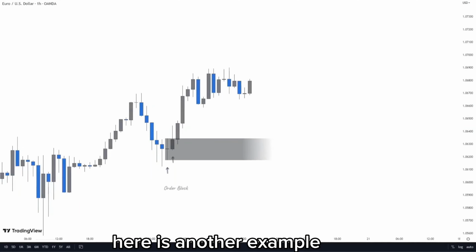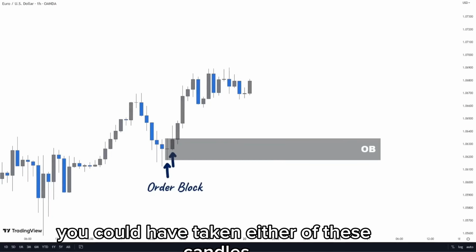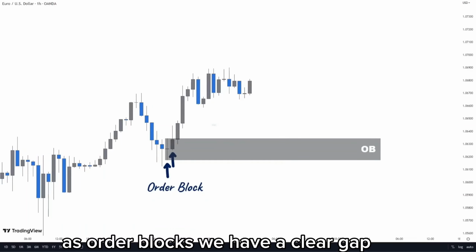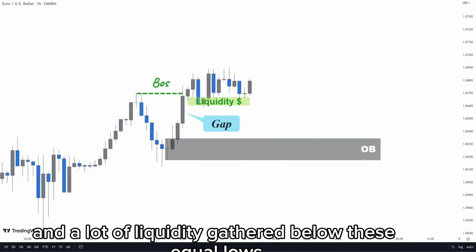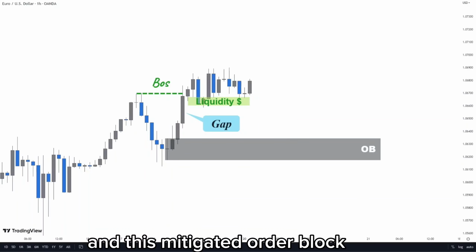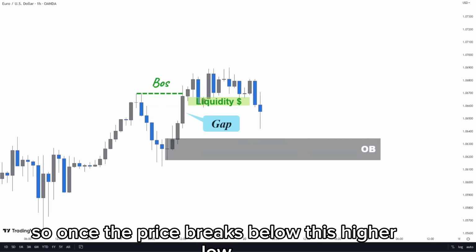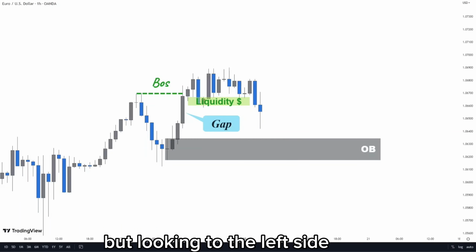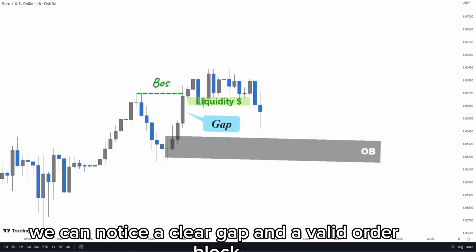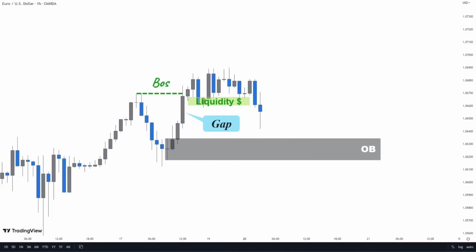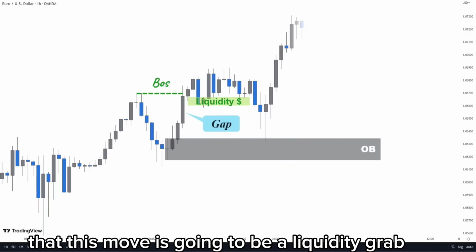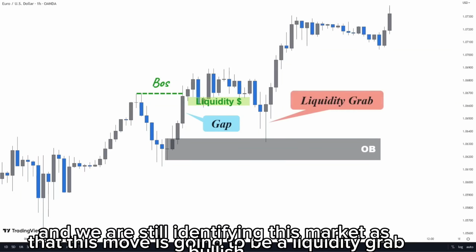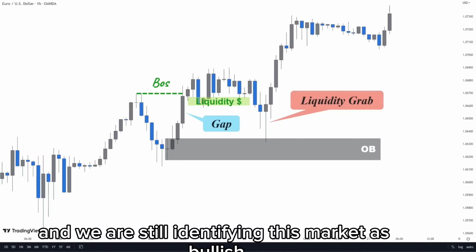Here is another example. You could have taken either of these candles as order blocks. We have a clear gap, break of structure, and a lot of liquidity gathered below these equal lows and this mitigated order block. So once the price breaks below this higher low, some traders might take it as a change of character. But looking to the left side, we can notice a clear gap and a valid order block exactly under this level. So there is a higher chance that this move is going to be a liquidity grab, and we are still identifying this market as bullish.